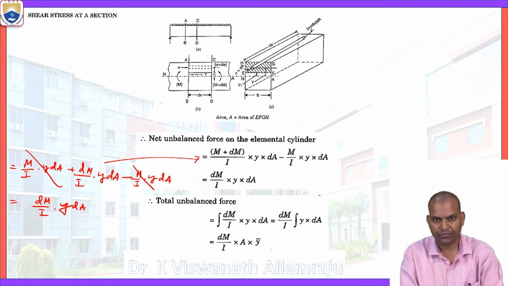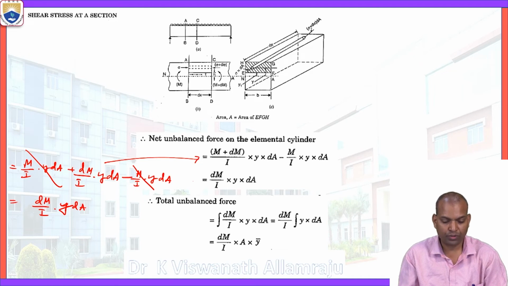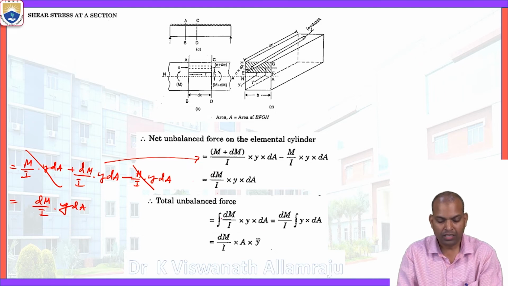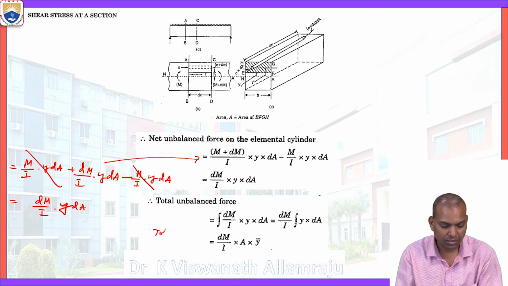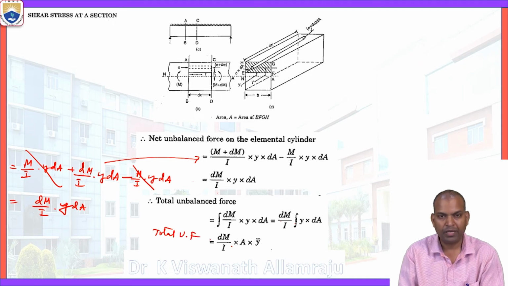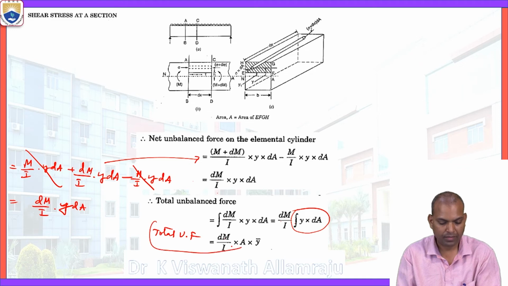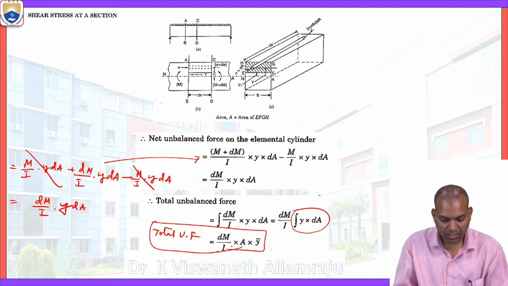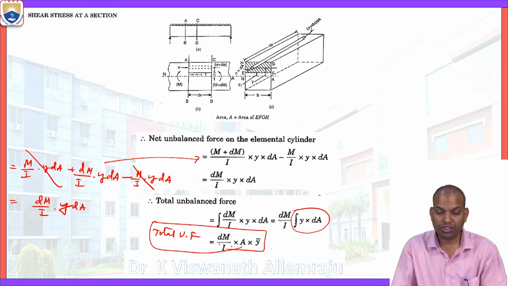We want the total unbalanced force, so we have to integrate that equation: integral of dM by I times y dA. That is dM by I times integral of y dA; dM by I is constant, but integral y dA, what is it? From the concept of engineering mechanics and centroid, integral y dA is nothing but A y bar. So the total unbalanced force is dM by I times A y bar. Now this unbalanced force is nothing but shear force.